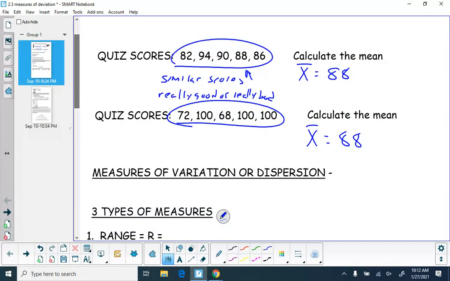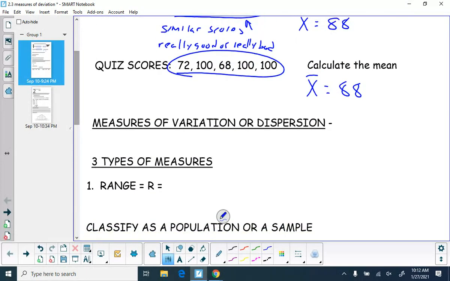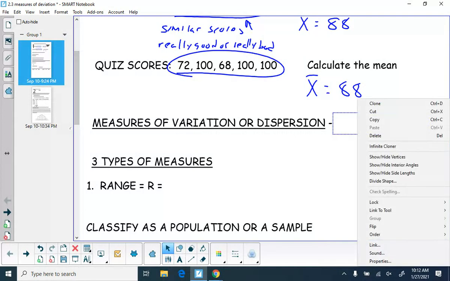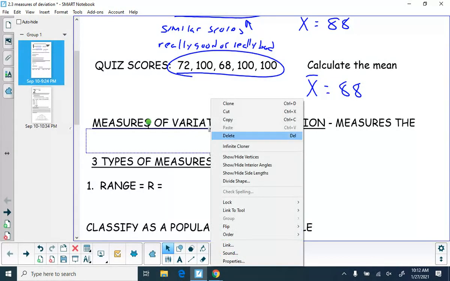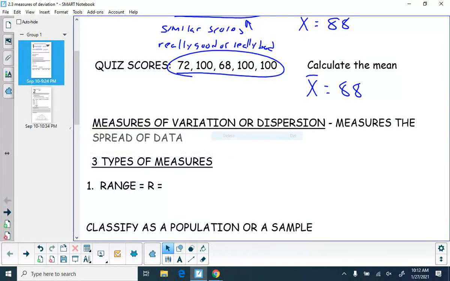Well, that's what we're going to talk about today: how these are really spread out, the spread of the data, the measures of variation and the measures of dispersion. It is the measures of the spread of the data. How is it spread out? Is it clumped together? Are they spread out further?